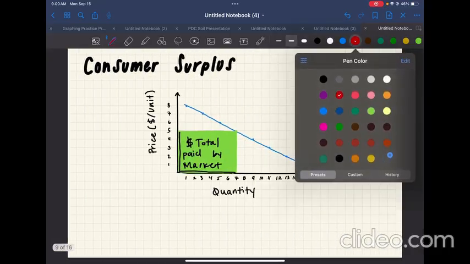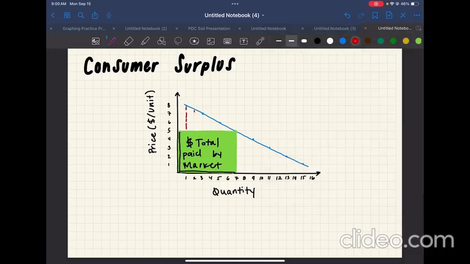So these customers over here, customer 1, customer 2, customer 3, customer 4, customer 5, customer 6, they're all getting more benefit than they paid for. They were willing to pay more, but they only had to pay $5, right? So we can calculate our total consumer surplus. Here, let's back up really quick.